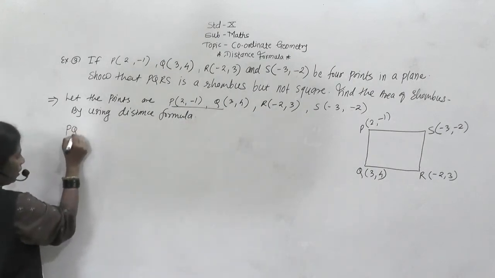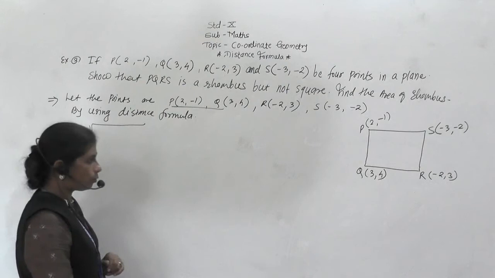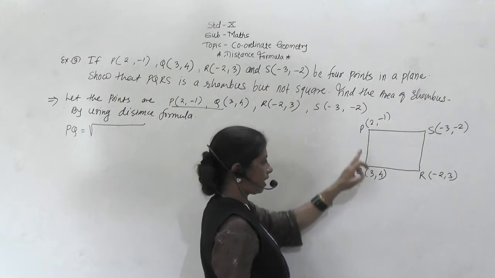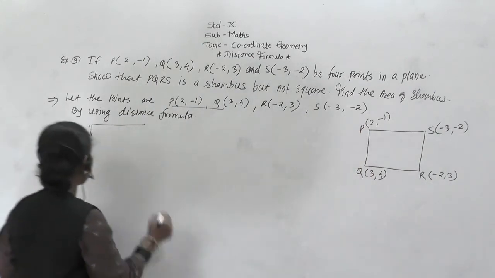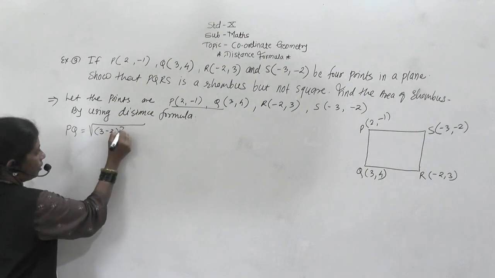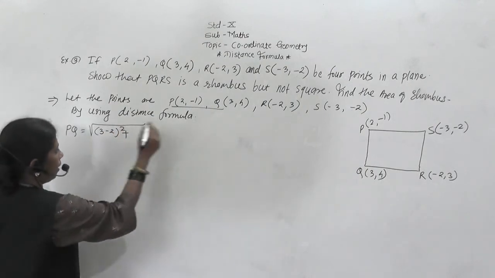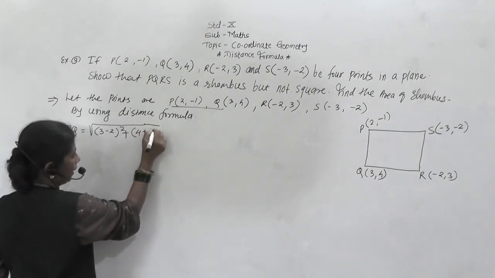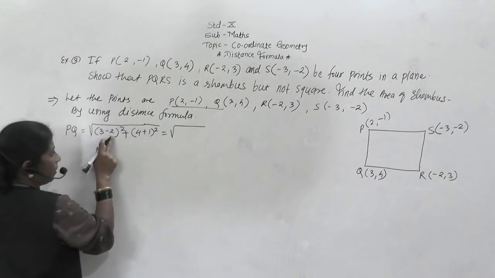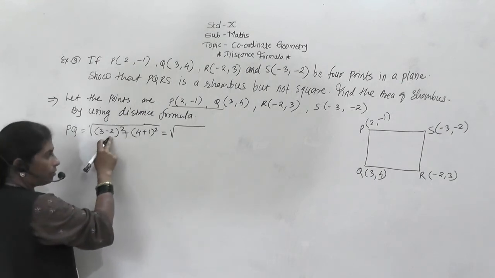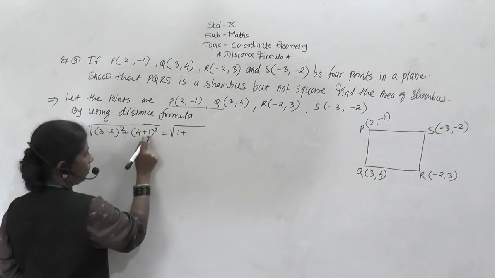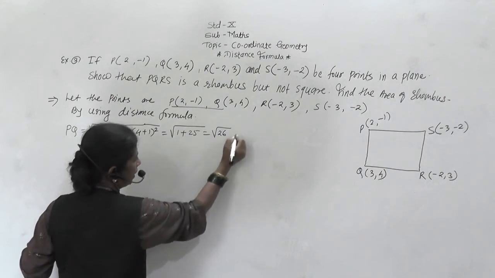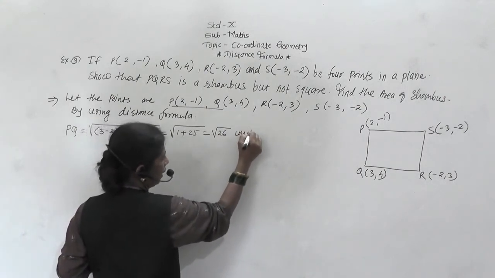So PQ equals the square root of (x2 minus x1) whole square plus (y2 minus y1) whole square. So (3 minus 2) whole square plus (4 minus minus 1), so 4 plus 1, whole square. So equals 3 minus 2 is 1, 1 square is 1, and here 4 plus 1 is 5, 5 square is 25, you will get 26, root 26 units, correct?